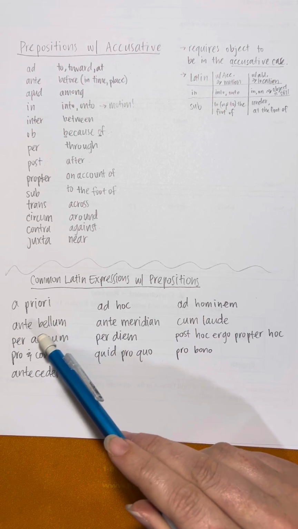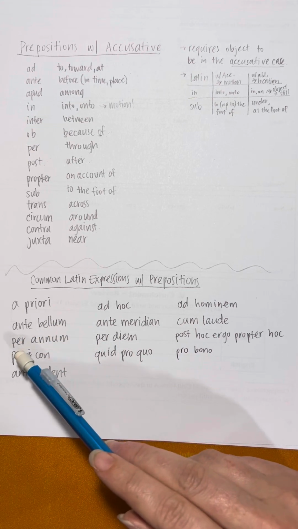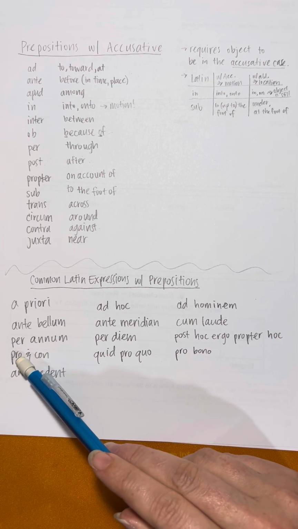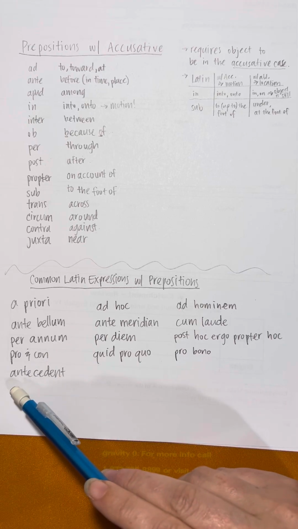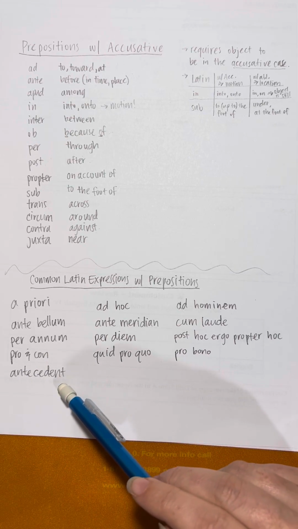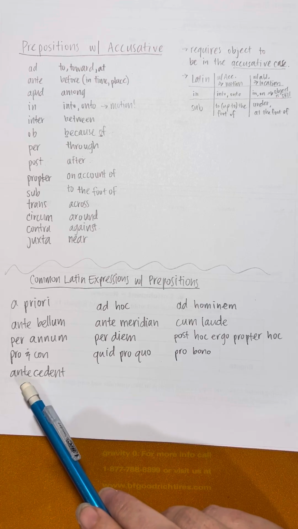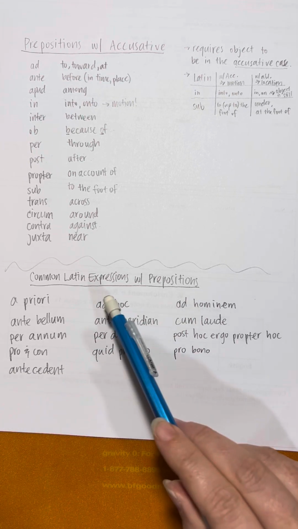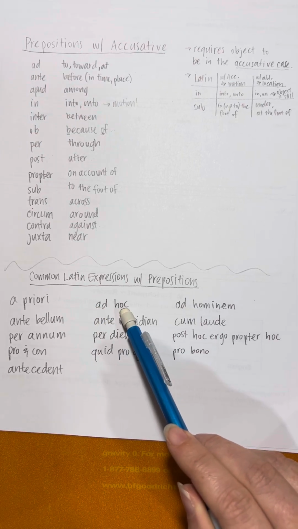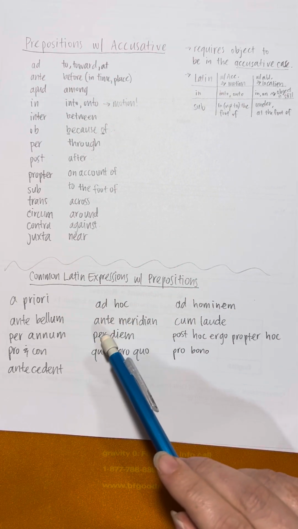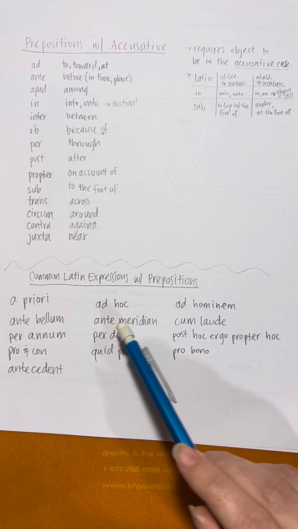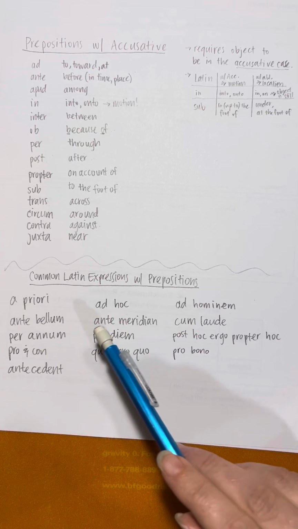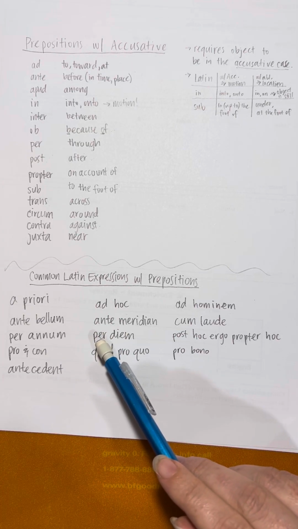We have antebellum, before the war. Per annum, through the year. Pro and con, things that you're for, things that you're against. Antecedent is just a derivative. It's the noun that comes before a pronoun in the sentence. Ante means before. Ad hoc means for this. Ante meridian means AM, before the sun meets the halfway point, the midday point in the sky, AM.